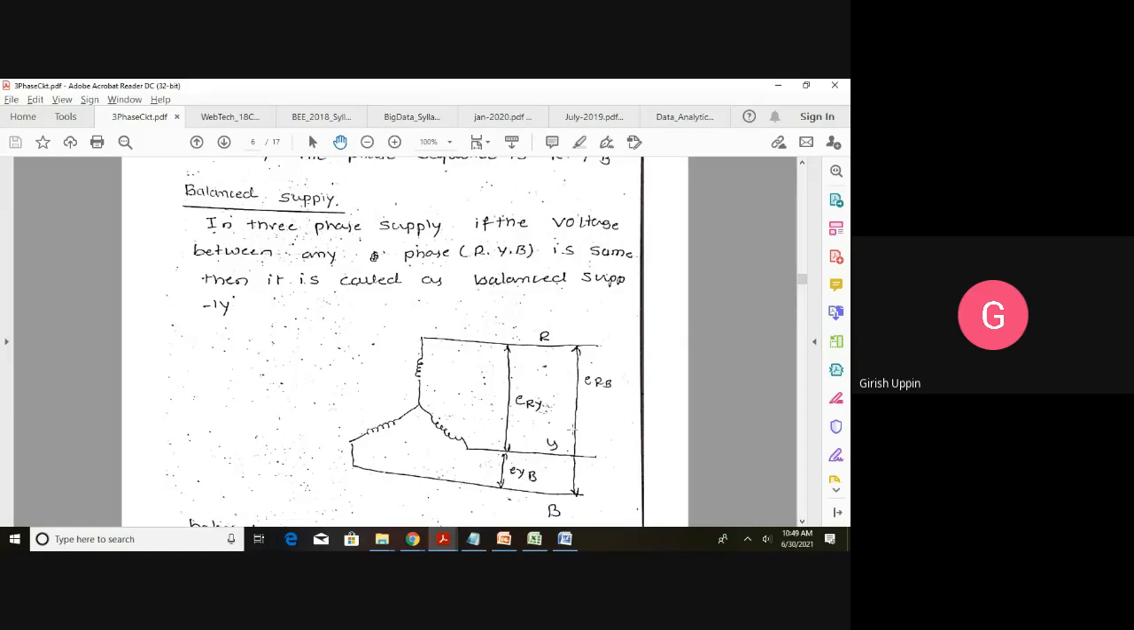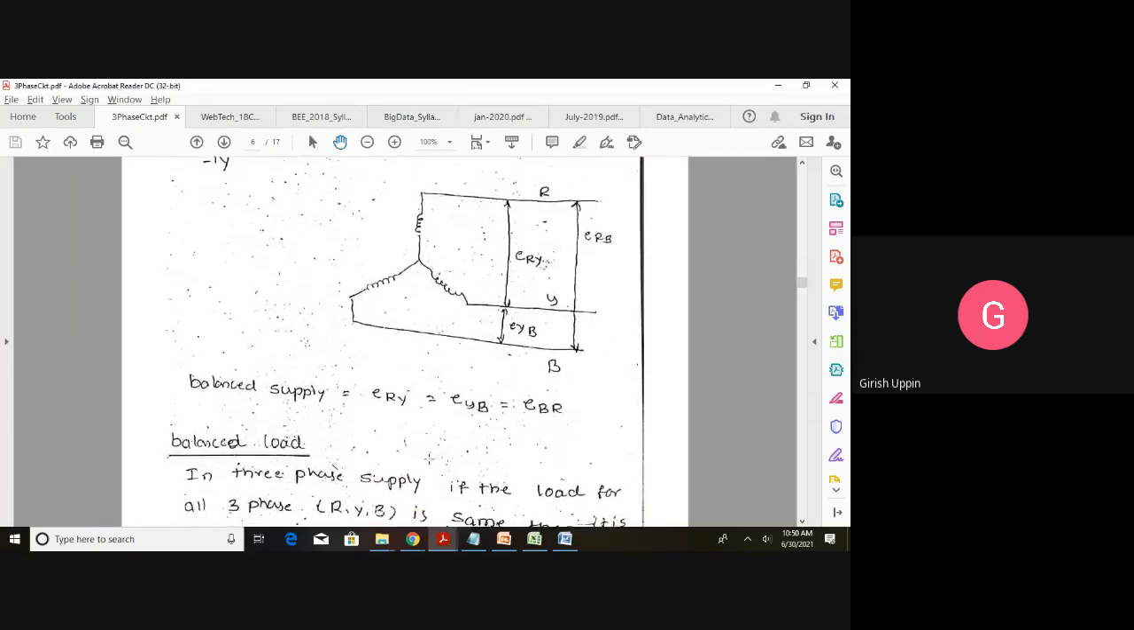In other words, these are the three terminals. I told you each of these coils has one end connected to one common node, forming a neutral, and the other end is the terminal of that phase. Suppose this is the R phase terminal, this is the Y phase terminal, this is the B phase terminal. If I measure the voltage between R and Y, that is ERY, and the voltage between R and B, ERB, or between the terminals Y and B, EYB, if all these voltages are exactly equal, then we call it a balanced supply. So the condition is ERY is equal to ERB is equal to EYB.